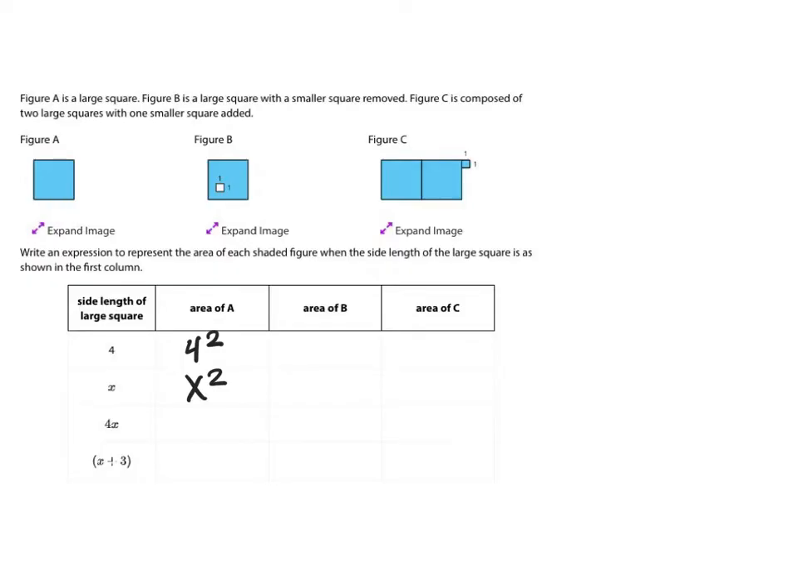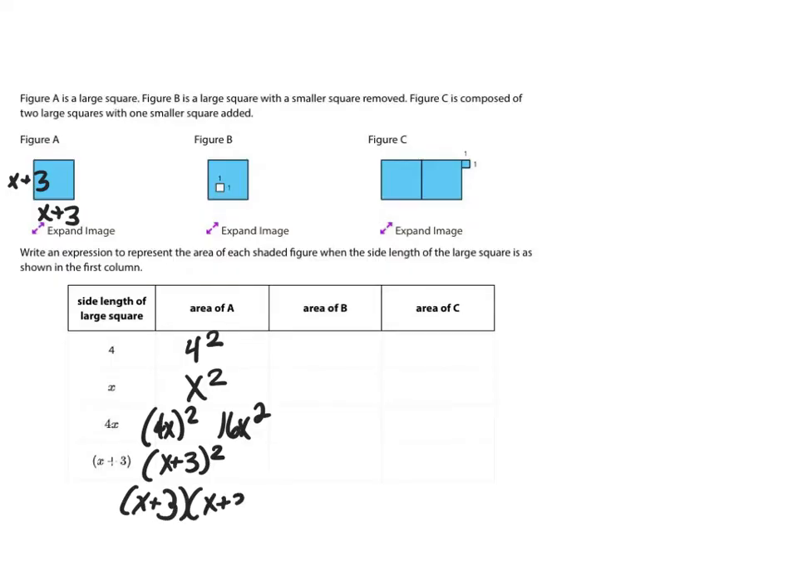We're going to keep going down that column. If it were 4x, it would be 4x squared, which is the same as 16x squared. And if it were x plus 3, it'd be like this, x plus 3, x plus 3. And all we're going to do there is x plus 3 squared, which really is the same as x plus 3 times x plus 3. And we'll get to simplifying that later. Cool? All right, so now we're going to go to the area of B.